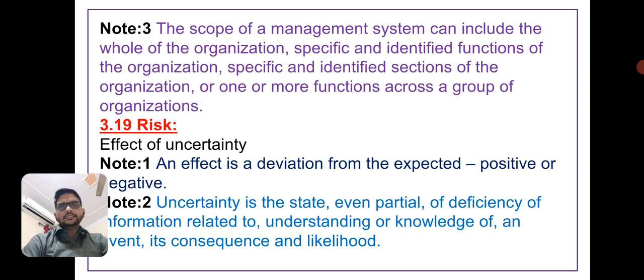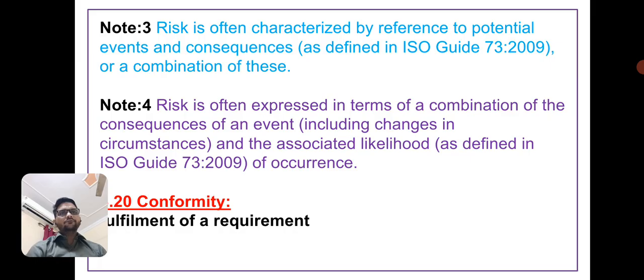Effect of uncertainty, that is risk. An effect may be a deviation from the expected outcome, that is positive or negative. If it is positive, it is an opportunity for us. If it is negative, then we need to take corrective action to minimize the risk. Uncertainty is the state, even partial, of deficiency of information related to understanding or knowledge of an event, its consequences and likelihood. Risk is often characterized by reference to potential events or consequences. Risk is often expressed in terms of a combination of the consequences of an event and the associated likelihood.